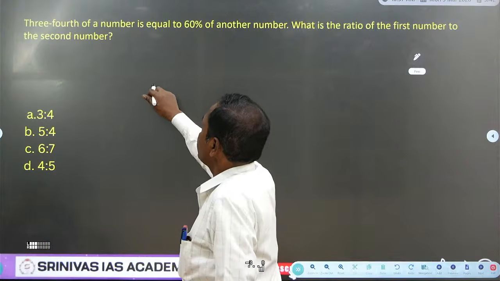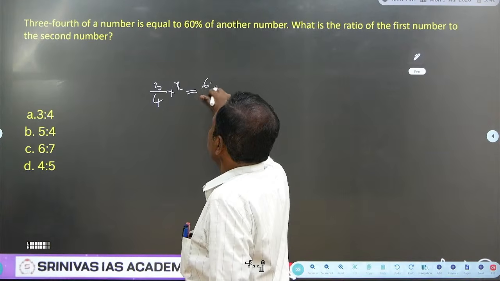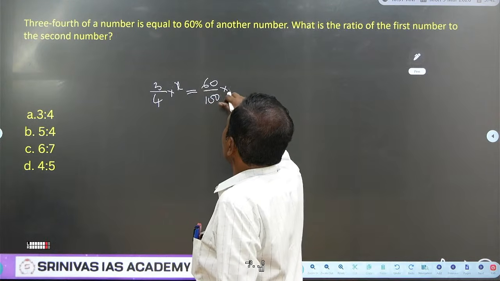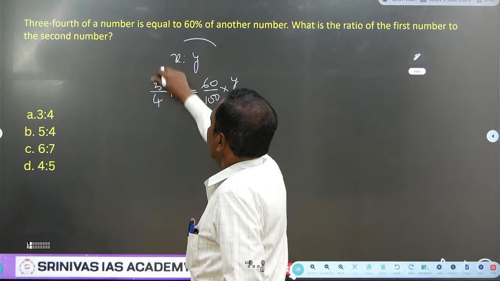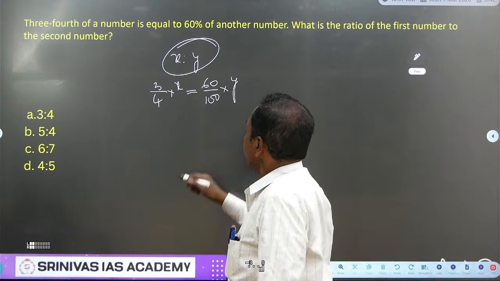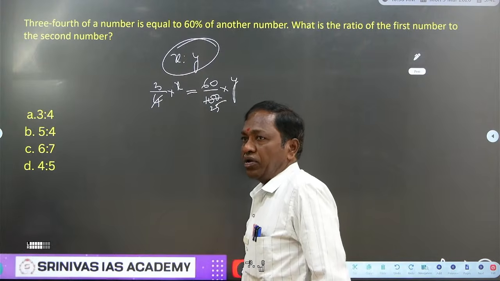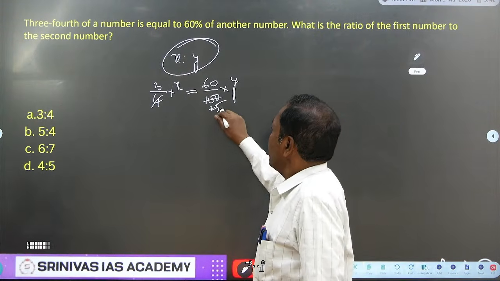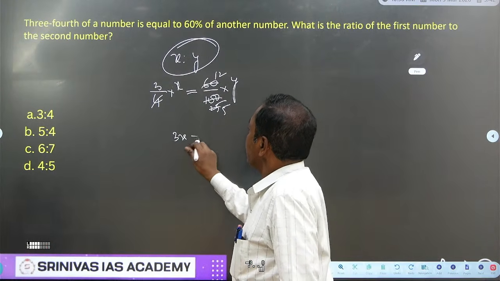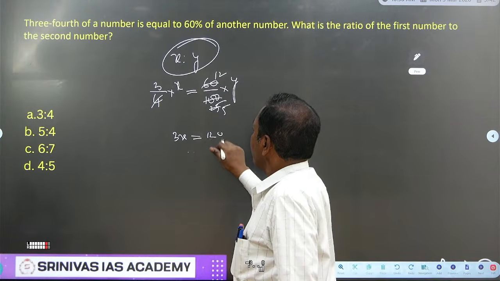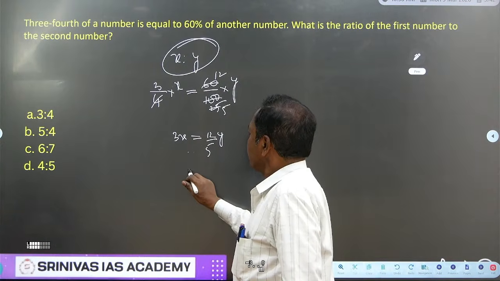Three-fourths of a number, three-fourths of x, is equal to 60% of another number y, right? Let x is to y be what? Now we can write 4 ones are 4, 5 fives are 25, this is okay, and 5 twelves. Now 3x equals 12y by 5, and so what can you do now?